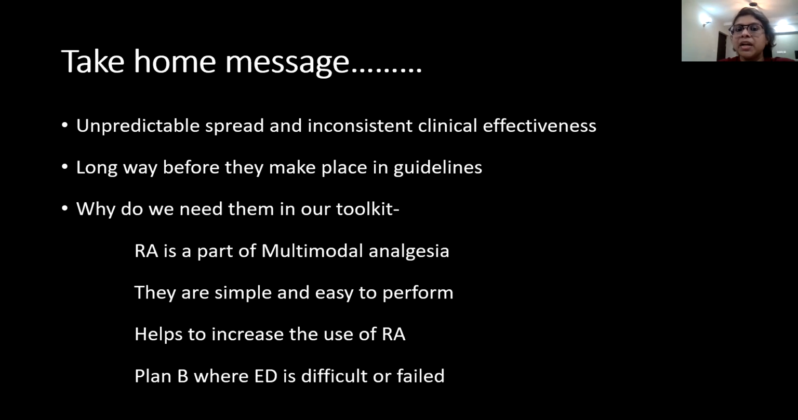Now, why do we need them in our toolkit? Because regional anesthesia is a part of multimodal analgesia. They are simple and easy to perform. And because of their ease of performance, they may help to popularize the use of regional anesthesia. And they can act as a plan B where epidural is difficult or has failed.